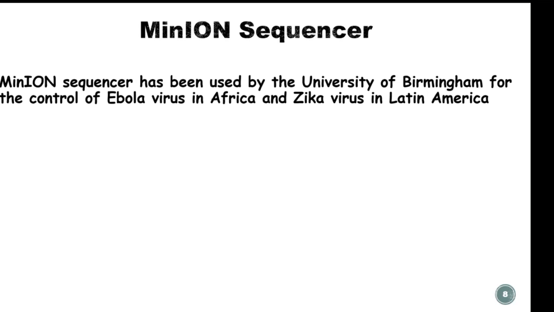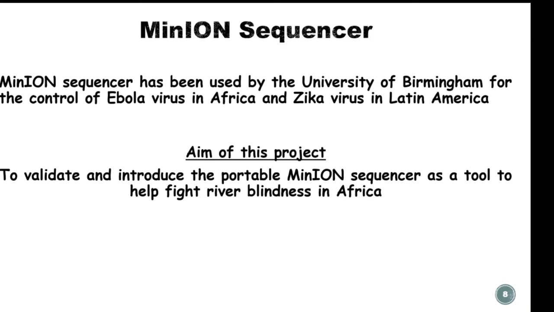As a brief background, the MinION sequencer has been used by the University of Birmingham for the control of Ebola virus in Africa and Zika virus in Latin America. So there's already a proven record here. And the validation happened in the same university, the University of Birmingham. The aim of this project was to use the knowledge and experience of the University of Birmingham to validate a MinION sequencer as a tool to help fight river blindness in Africa. So next slide, please.